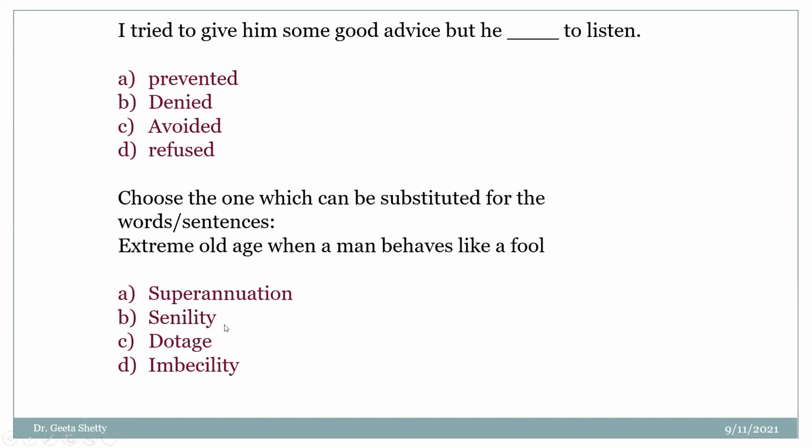Then, what is senility? Senility is the meaning of this: extreme old age when a man behaves like a fool. You become a little foolish. So look at the kind of questions that they use. Imbecility and dotage are different.